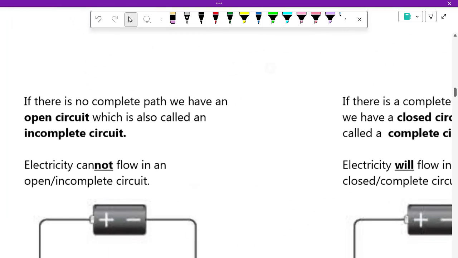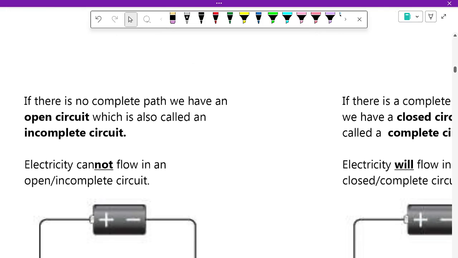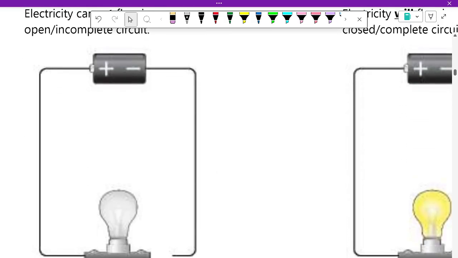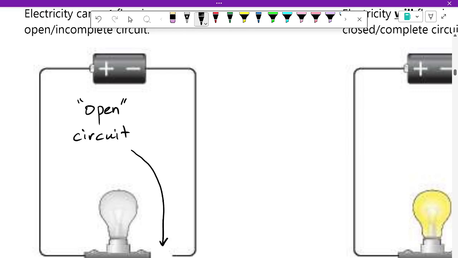If there is no complete path, so if we don't have a full rectangle, or a full circle, I guess, we say that we have an open circuit. And by open, what we mean is we've got a wire, but we've broken it open, okay? So if we look here, this is an open circuit. What happens with the light bulb in a broken circuit? The light bulb is off. It's not broken, it's off.